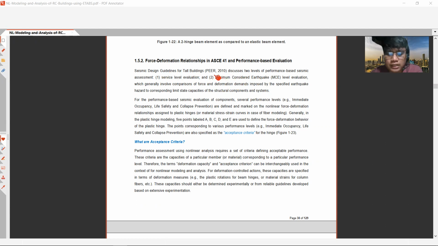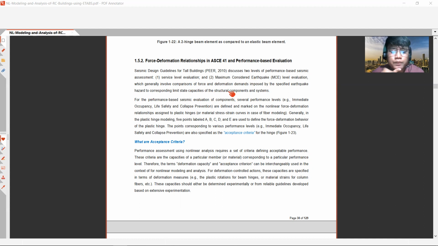There is one more, the design-based earthquake, which is 2/3 of the MCE. So these two generally involve comparison of the force and the deformation demands imposed by the specified earthquake hazard to the corresponding limit state capacity of the structural components and the systems.